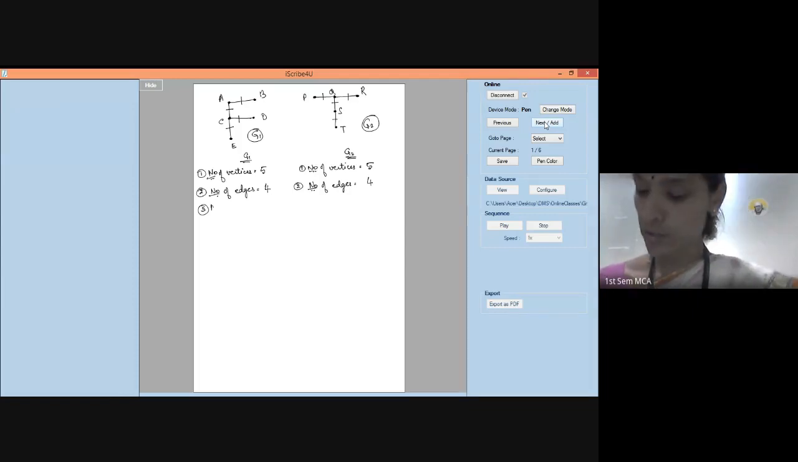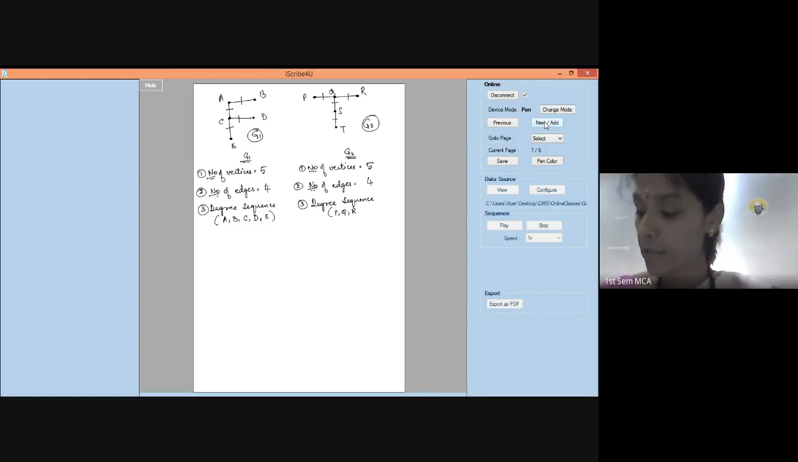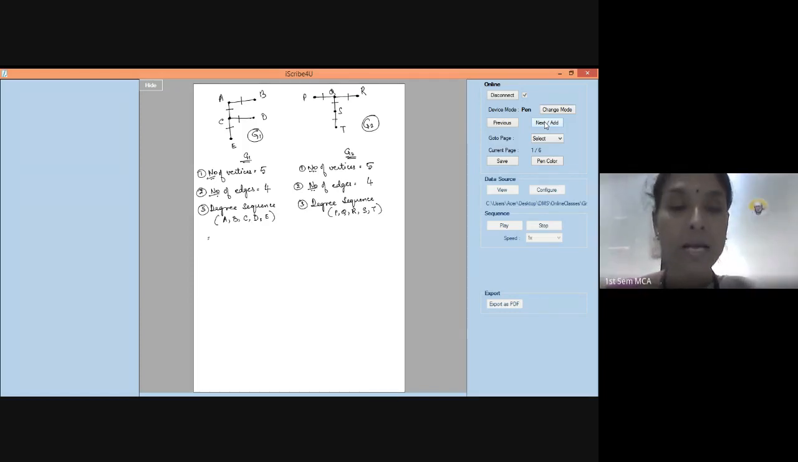Degree sequence. The third property I have to find out is degree sequence. What are the vertices that I have? A, B, C, D, E. In the exam also you follow the same pattern of solving it so that there will be clarity even for the evaluator as to how you have done it. Now, degree sequence means I have to find out the degree of every vertex in this order. A, B, C, D, E are my vertices.